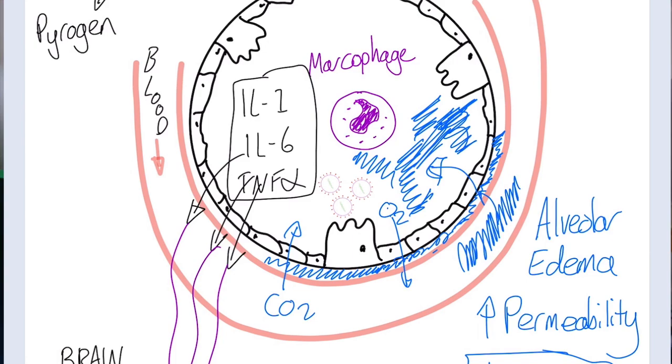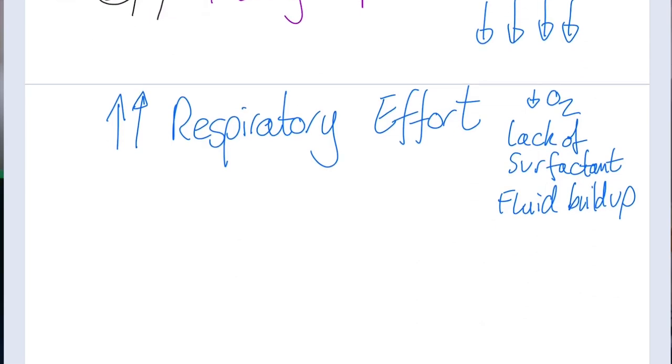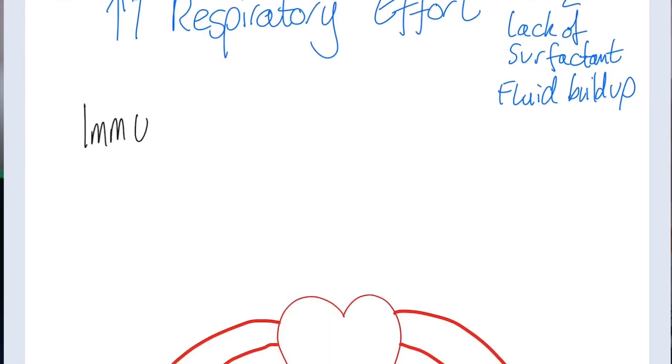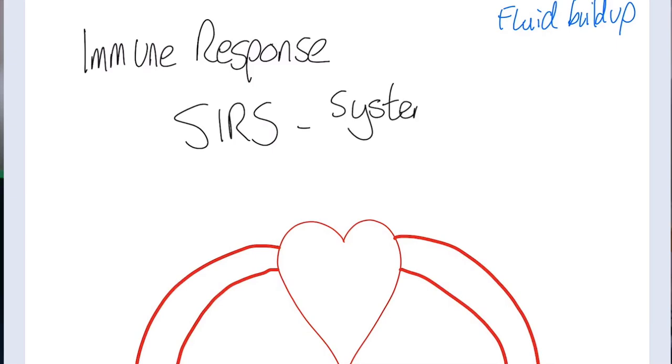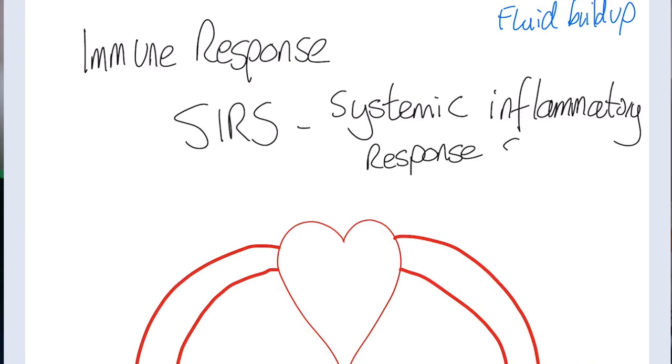Now then, those interleukins and tumour necrosis factor, this immune response, has an effect on our wider circulatory system. So this is my anatomically correct drawing of a heart there, and these are our blood vessels. This is our circulatory system. What happens is you get something developing called SIRS. I have to remember what this one stands for as well. Here we go. It's called systemic inflammatory response syndrome.